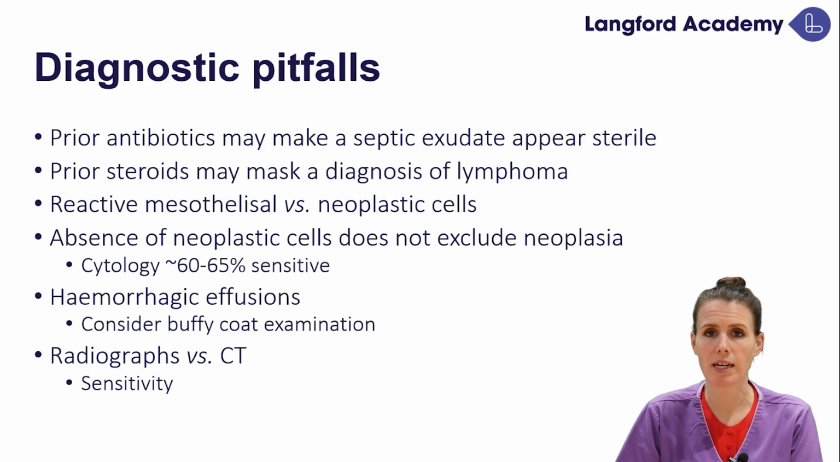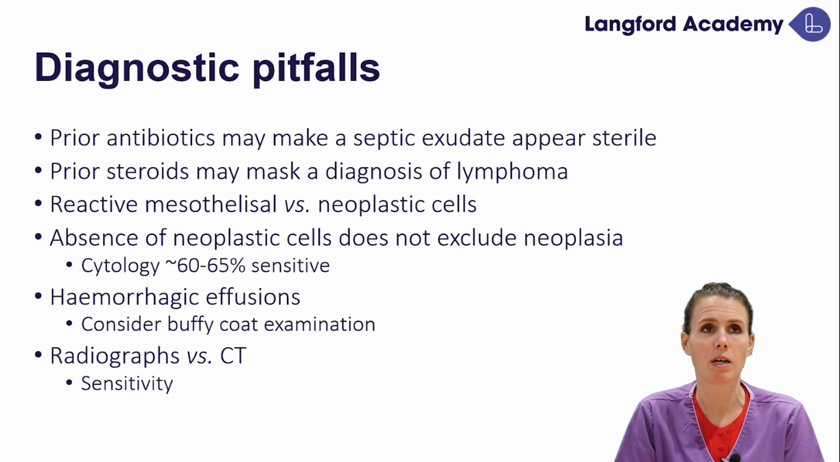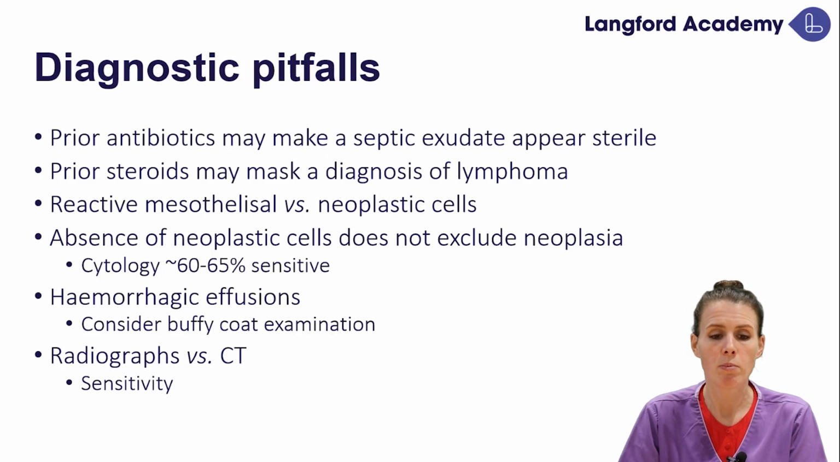Diagnostic pitfalls we sometimes encounter in patients with pleural effusions or any effusion, but particularly for this session, pleural effusions, will be that if they've had previous antibiotics, and this can even be just a single dose of antibiotics, a previously septic exudate can appear sterile. So just be really mindful of that. Ideally, we would be sampling effusions before antibiotic administration, but if a patient's had antibiotics beforehand, then just bear that in mind when you're analysing your effusion, and certainly pop a note on the submission form to the lab to make them aware. Previous steroids may mask a diagnosis of lymphoma, and that can make that particularly challenging. Again, make your lab aware if that's a limitation in your case.